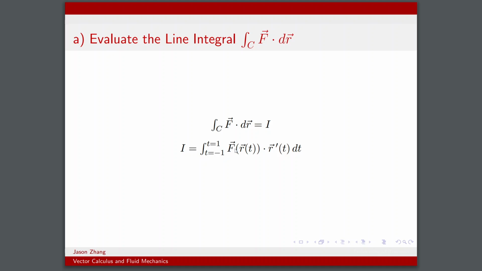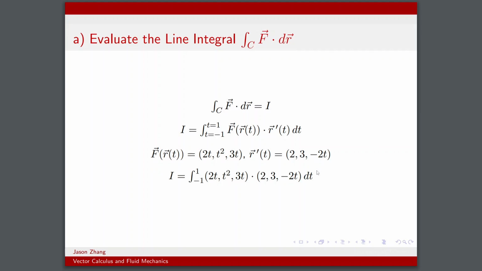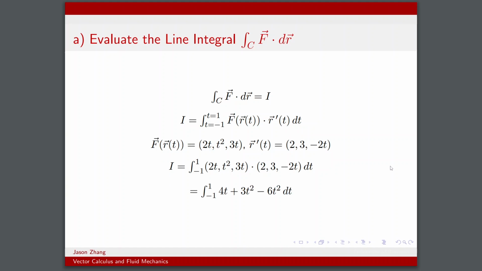And we should also notice that f will take in r of t, because r of t will be a position and f is the vector field. So in order to find our expression for f of r of t, all we have to do is plug in r of t into the x, y, z components of f, and we find that the vector will be equal to this, 2t, t squared, 3t. And to evaluate r prime of t, all we have to do is take r of t and take the derivative with respect to t of each vector component. So we have these two expressions, and what we can do is we can then plug them in, take the dot product, and we should find that our integral I is equal to this.